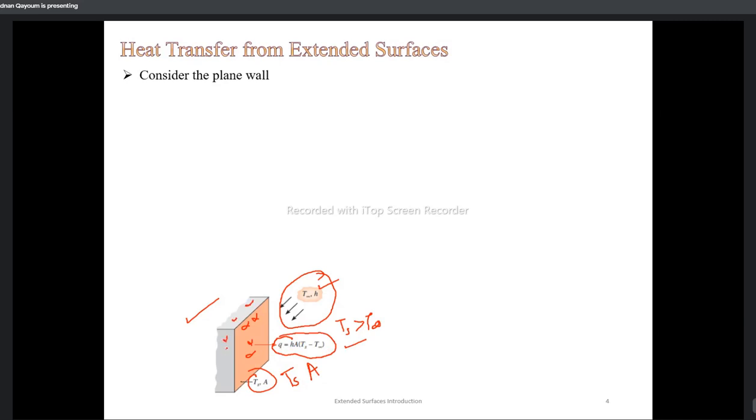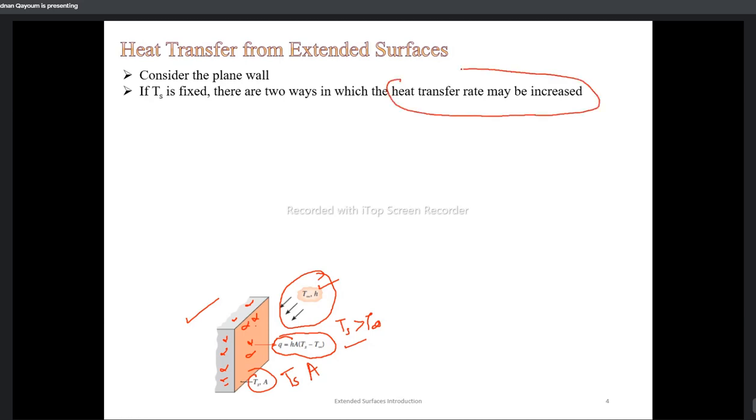Within the material of the wall you have conduction. Outside, you have a solid-fluid boundary, so you have convection. We will focus on this boundary. So this is what I was telling you. My objective, my purpose, is that I want to increase the heat transfer rate.